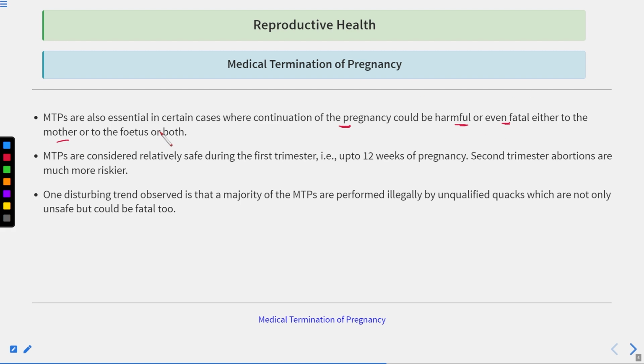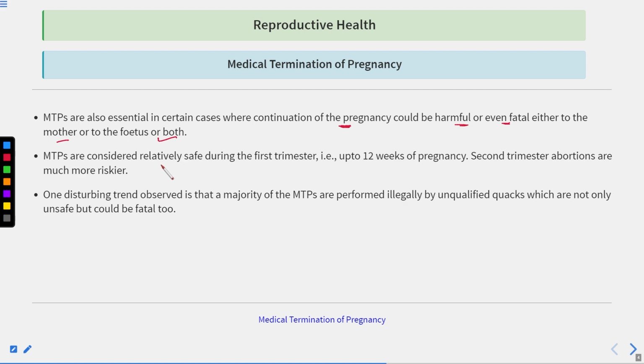Now, MTPs are also essential in certain cases where continuation of pregnancy could be harmful or even fatal either to the mother or to the fetus or both. So sometimes the body of the mother is not healthy. It cannot bear the child, and this can be dangerous. It can be harmful to the mother as well as to the fetus. Clear? So in those cases also, the pregnancy can be terminated using medical termination of pregnancy. So these couples can also go for the abortion. Clear?